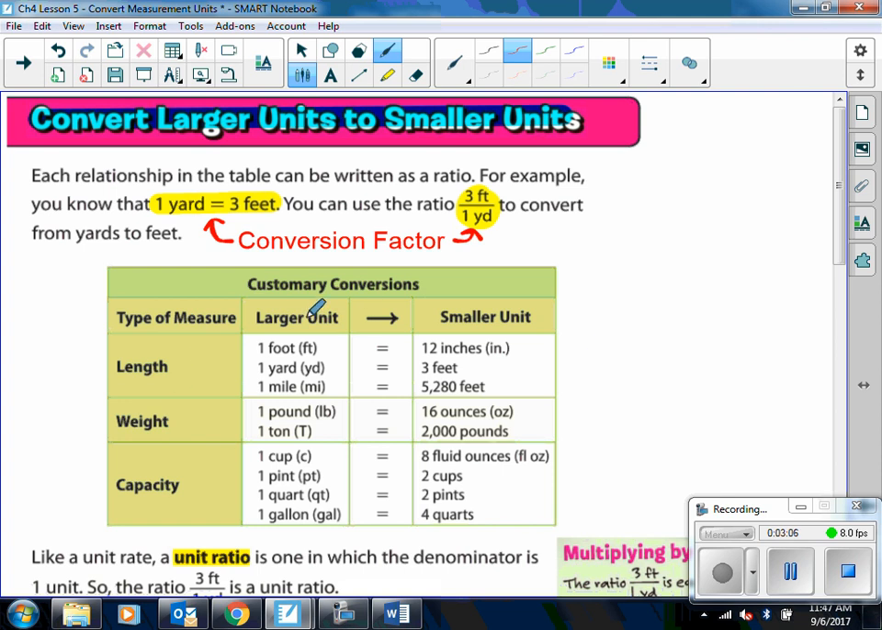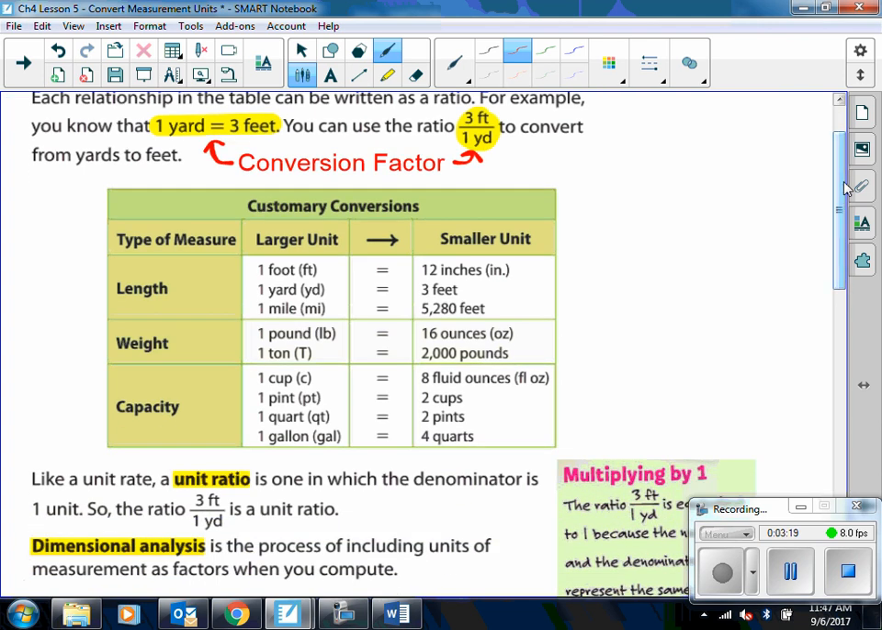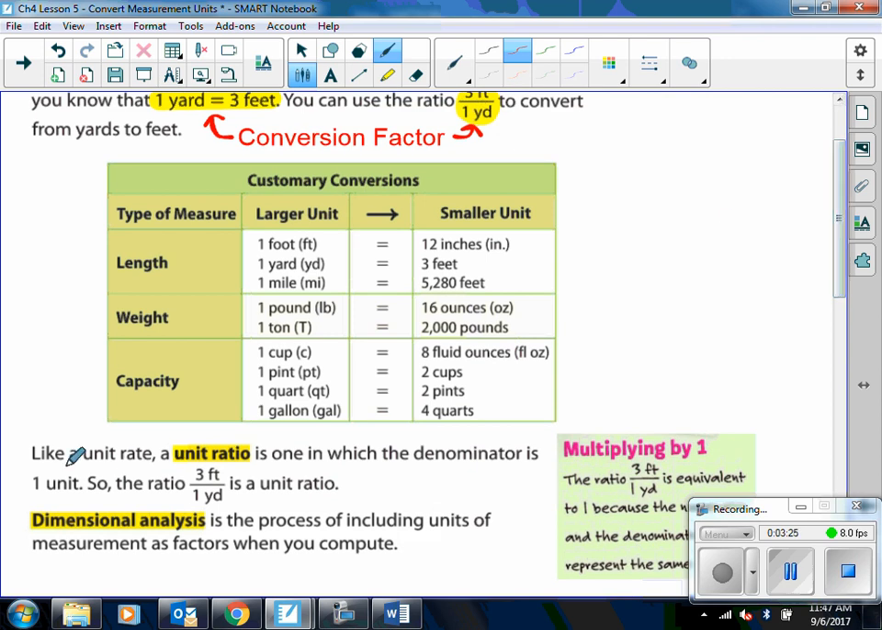Now in the table here we have all of our customary conversions. These are conversions that you should be familiar with. Okay? You don't have to write down the table. When you take a test, I will post it on the board so that you have the conversions. So here it says like a unit rate, a unit ratio is one in which the denominator is 1 unit. Please make sure you write down that definition. A unit ratio is one in which the denominator is 1 unit. So the ratio 3 feet to 1 yard is called the unit ratio.